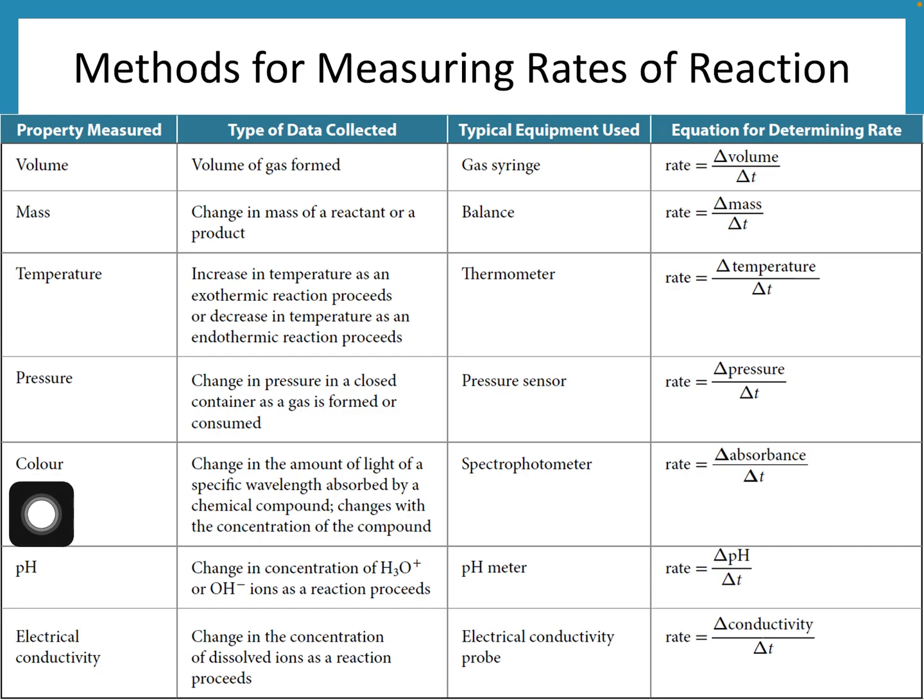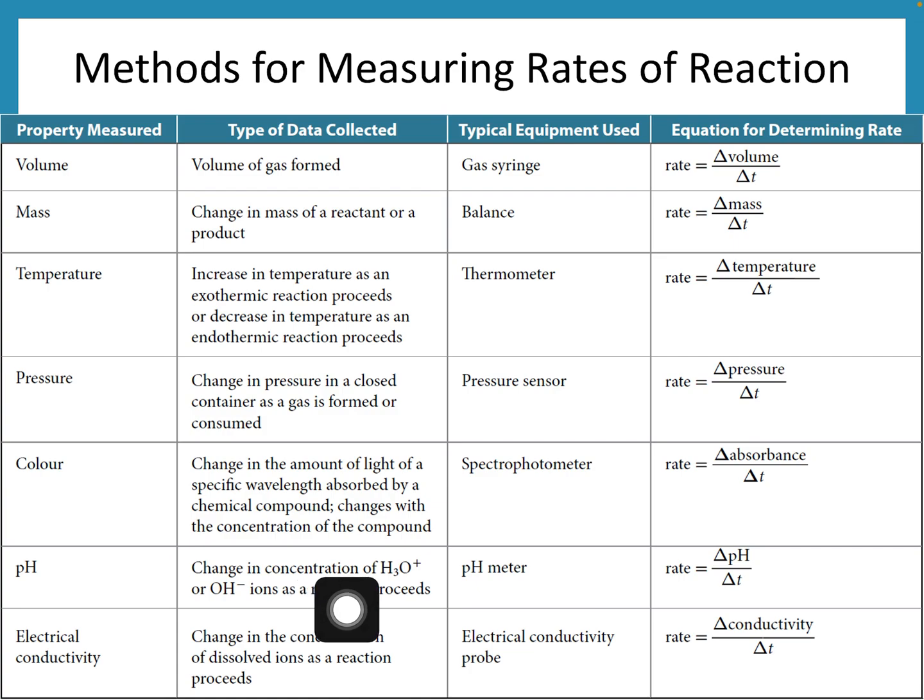We can use a spectrophotometer, which will measure the change in the light based on the particular wavelength of the color of reactants or products. So that would be a change in absorbance of the light that is being measured there. If we have changing between acids and bases, we can measure the pH.